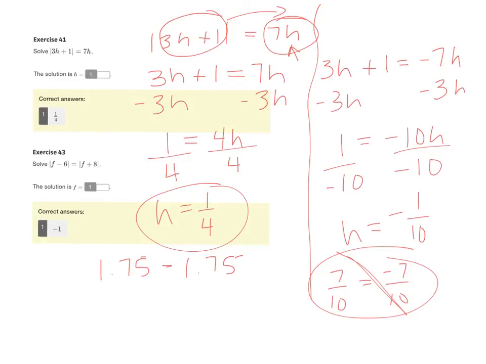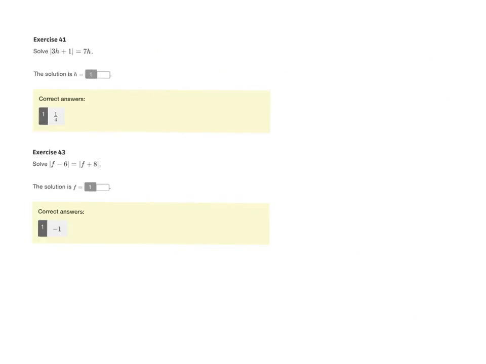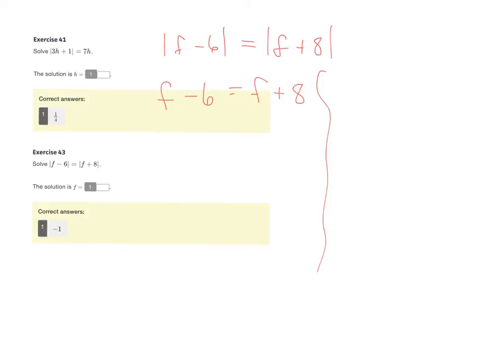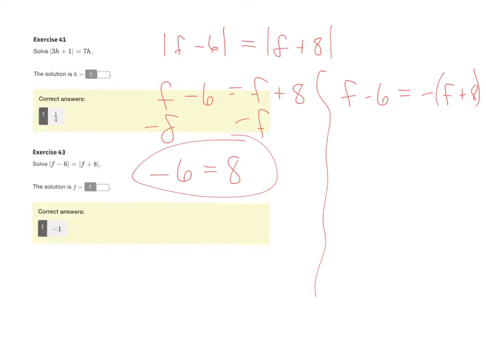Let me clean this up and we'll dive into 43. 43 is going to give us the absolute value of f minus 6 is equal to the absolute value of f plus 8. So this is going to be f minus 6 is equal to f plus 8 as one equation. The other equation is going to be f minus 6 is equal to the opposite of f plus 8. All right, on the left-hand side, if I minus f from both sides, I would get negative 6 equals 8. And that tells us that this is not going to give us a solution.